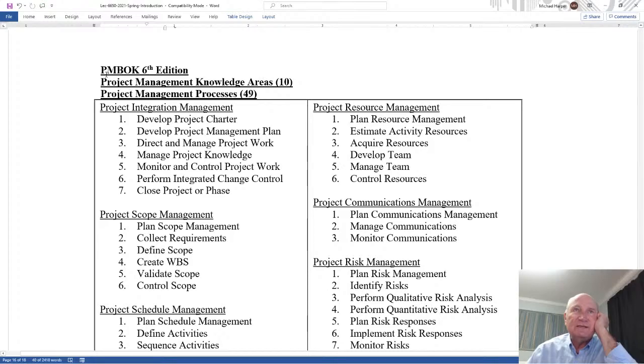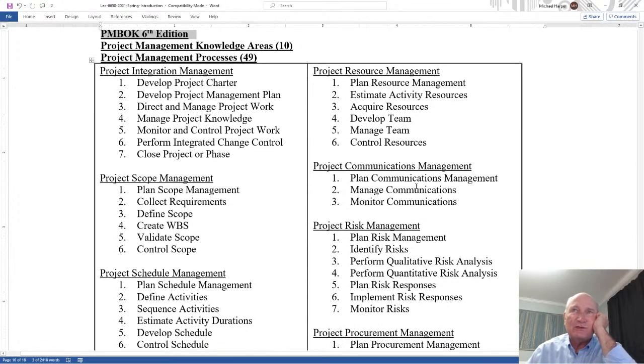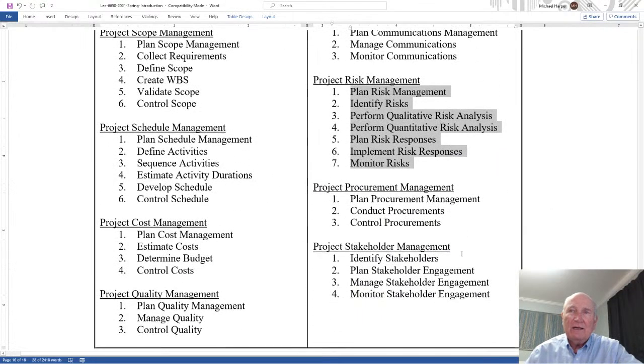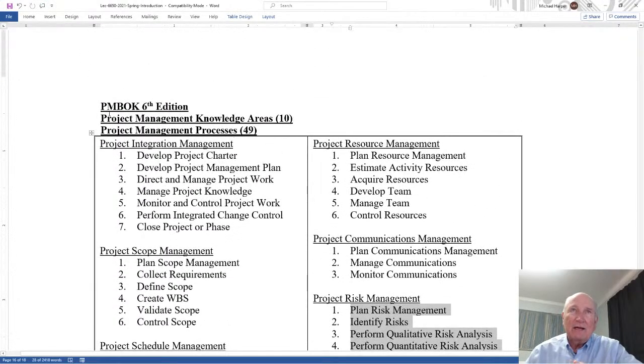Here's the PMBOK 6th edition. Okay, now we're getting into this course, what we're getting ready to do here. These are the knowledge areas. There's 10 knowledge areas, and there they are. Now this comes out of PMBOK, which is a guide. Okay. Now under each of these, you're going to have these processes. Okay, and to actually become certified through PMI, and by the way, the PMBOK guide came from the Project Management Institute. The Project Management Institute.